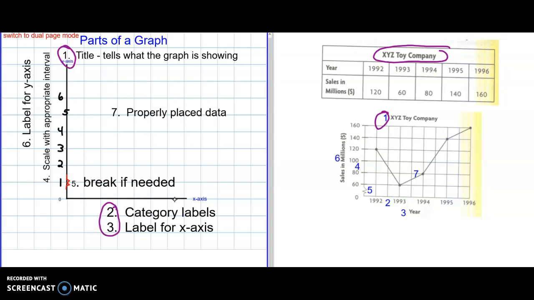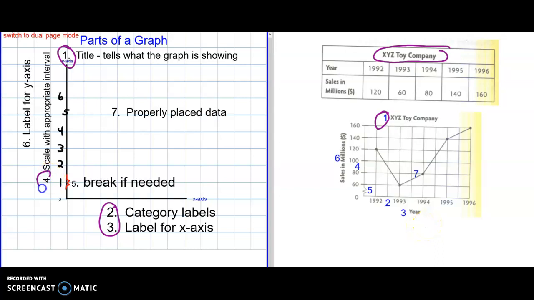Okay. You also might have years here, so it might be like 1995, 1996, 1997, and then your label for that entire axis would be years. When we go over here and look at the XYZ Toy Company, that's exactly what I was just talking about. So this one's, the category labels are years, and then the whole x-axis label tells me what those things are, which were years. Okay, so that's 2 and 3.